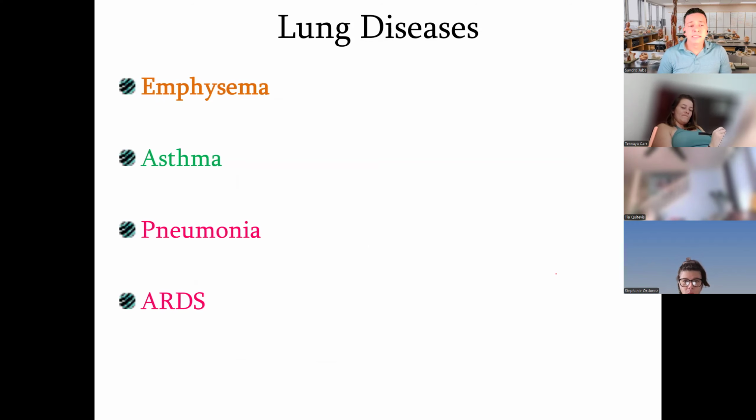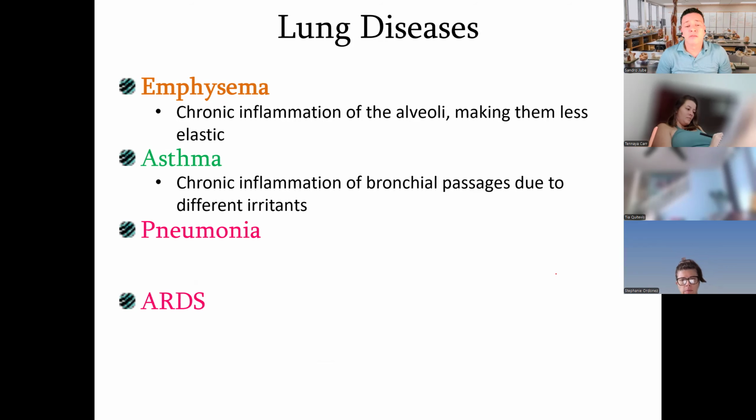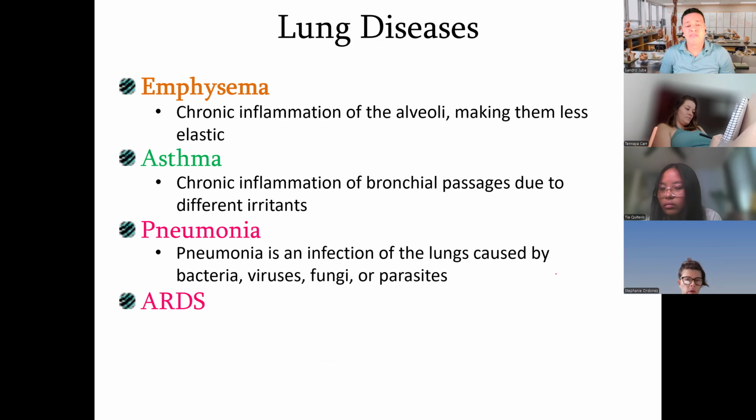Some different lung diseases: emphysema, asthma, pneumonia, ARDS. These are all different types of lung diseases. Emphysema is due to a chronic inflammation of the alveoli, which makes the alveoli less elastic so they don't expand as they should. Asthma is a chronic inflammation of the bronchial passage due to different irritants. So now the bronchioles are going to constrict, decreasing the passage of air. Pneumonia is an infection of the lungs that could be caused by a bacteria, a virus, a fungus, or a parasite.